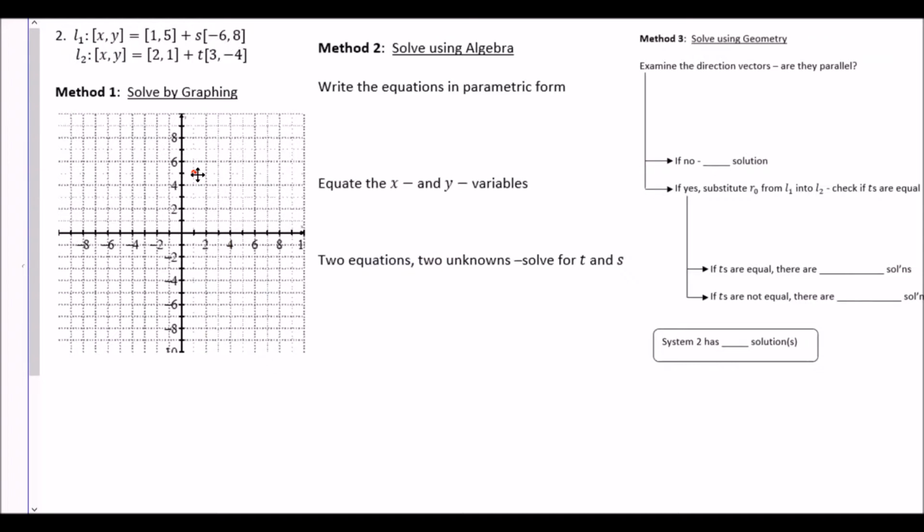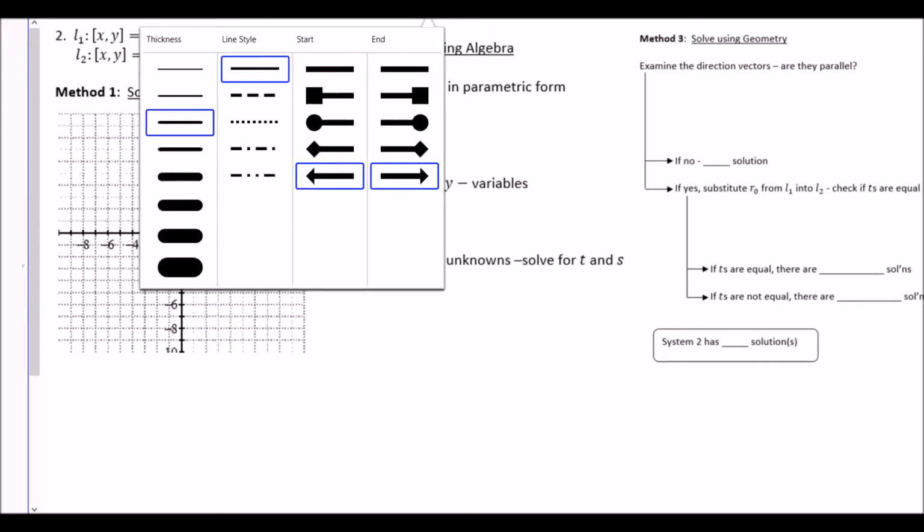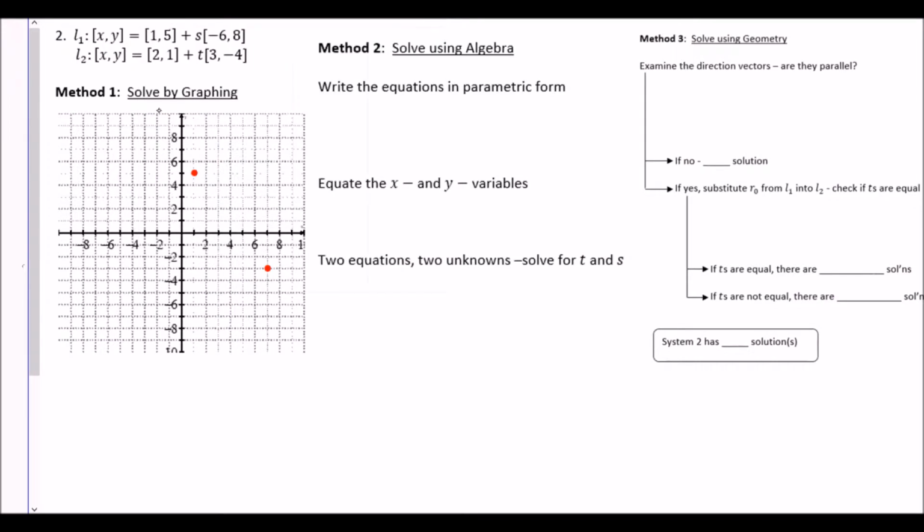That means I'm going to go 6 to the left and then 8 up. But you can see it doesn't fit here, so I'm going to reverse it. I'm going to go 6 this way, so I'm at 7, and then 8 down, so I'm at negative 3. And so I get another point right here. There we go. All right, so that means now I can draw a line here. I want it to go both ways. There we go. And I'm going to draw a line through this. So here we go. Let's see if I can do this.